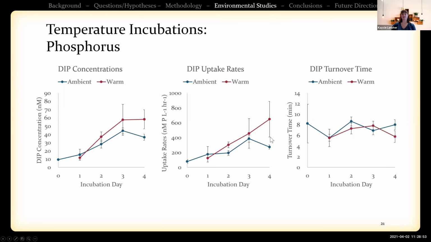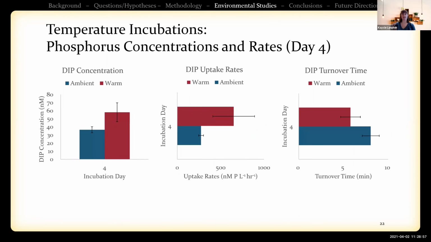But we want to focus in on day 4, because that's the day where we really saw differences between the ambient and the warm condition. You can see here that on that day, the DIP concentration was greater. So there's more inorganic phosphorus in that warm scenario. And we saw an increase in the uptake rate. So not only was there more inorganic phosphorus, but a larger arrow, more of that phosphorus was taken up into cells per minute, per hour, into that particulate phase.